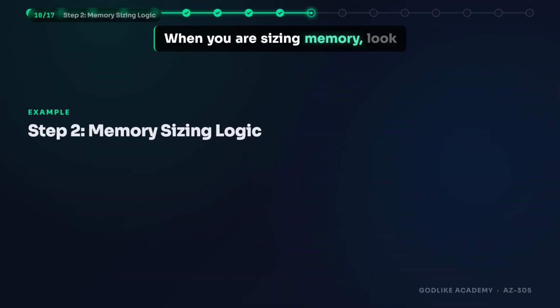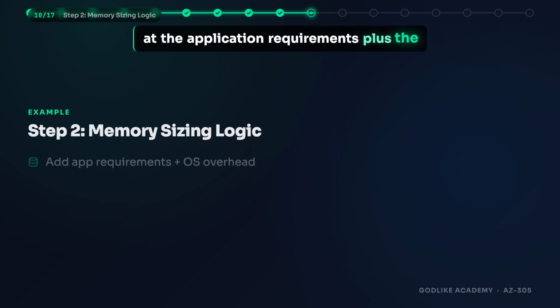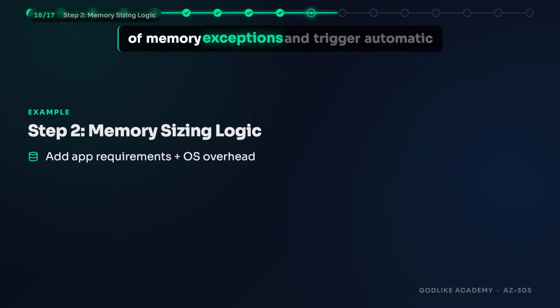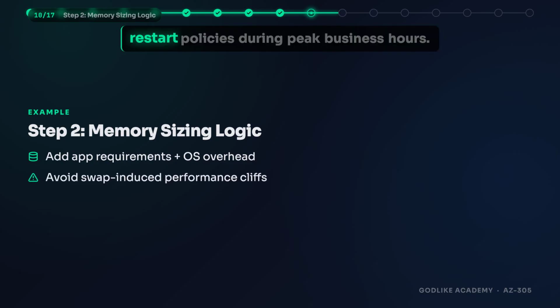When you are sizing memory, look at the application requirements plus the operating system overhead. If your database needs 4 GB of working data and the OS takes 2 GB, you should provision a 6 GB instance minimum. This prevents the performance cliff that happens when the system starts swapping to disk. You must always add a 20% buffer for background services like antivirus agents and monitoring daemons. Ignoring this buffer will cause out-of-memory exceptions and trigger automatic restart policies during peak business hours.